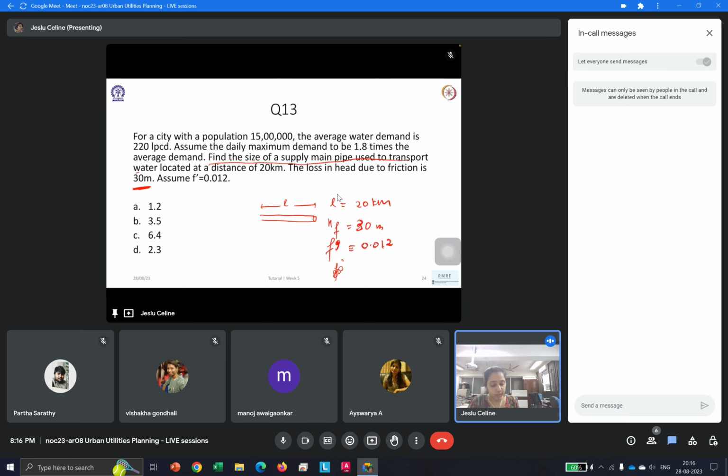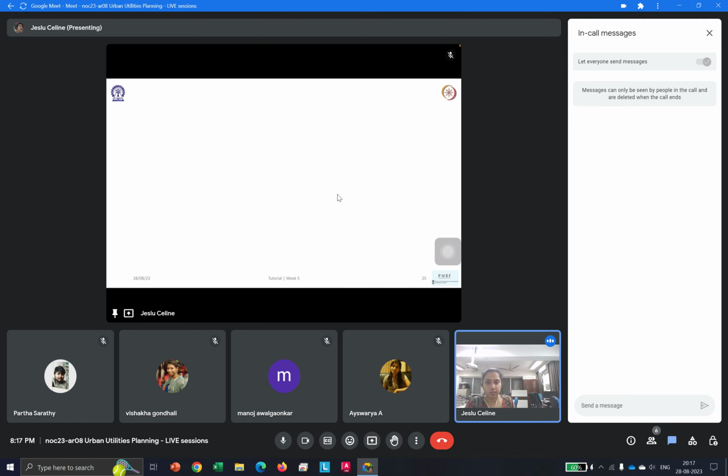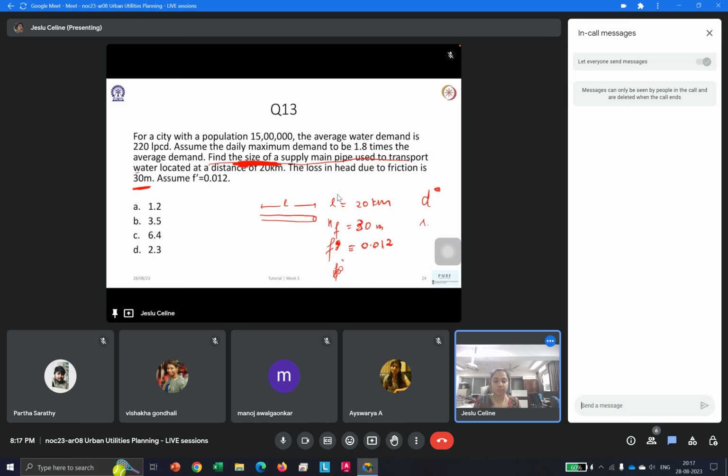So what are we interested to find? We are interested to find the size of the supply main pipe. Size of supply main pipe means we are essentially finding the diameter. Size can be diameter or radius, but we mainly find the diameter. Which formula will we use for this? We'll use the Darcy-Weisbach formula, which we discussed in the previous class. We mainly used it to find the loss in pressure or the head required due to friction. That's already given, so we'll see how we can use it.